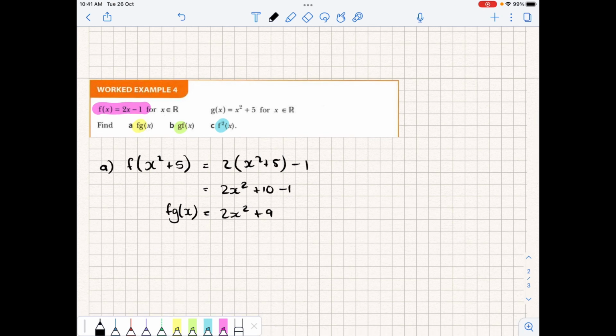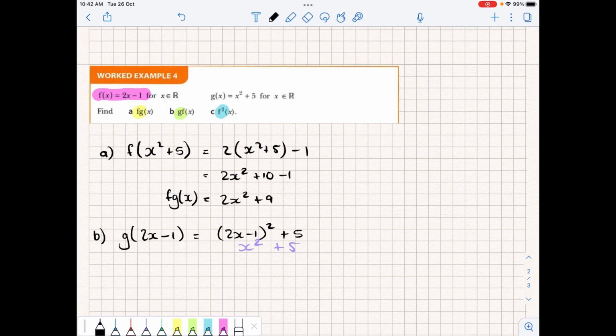Right, B, we're going to do the opposite. So we're first going to think of f. So f of x is 2x minus 1, and we're going to put that into the function g of x. So g of f of x, so f of x is 2x minus 1. So everywhere we have an x in g of x, we're going to replace that with 2x minus 1. So we already have x squared here, so we're going to have 2x minus 1 squared plus 5. So this is basically our x squared plus 5 from g of x.